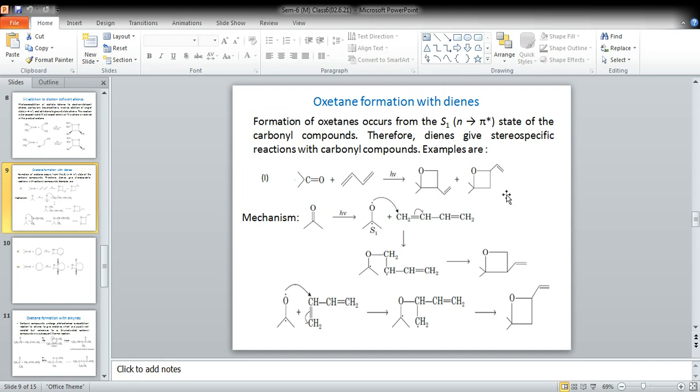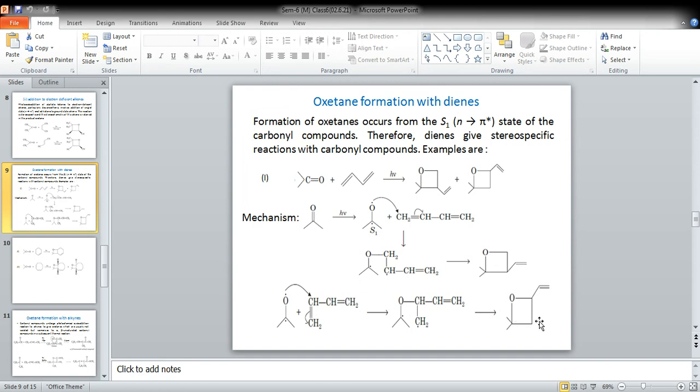Now if we want to do the mechanism for the second product, the formation of the second product will be like this. This particular carbonyl compound will be excited and give you a singlet state. This singlet state will react with this 1,3-butadiene in the fashion shown in the slide, and you will get this particular biradical. This biradical again combines to give us an oxetane.